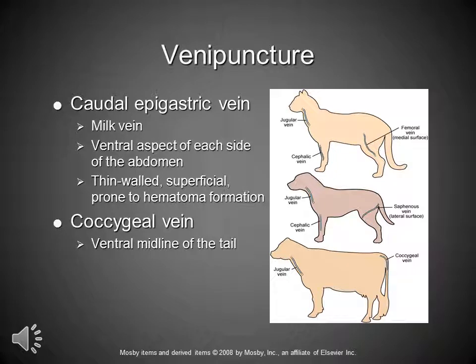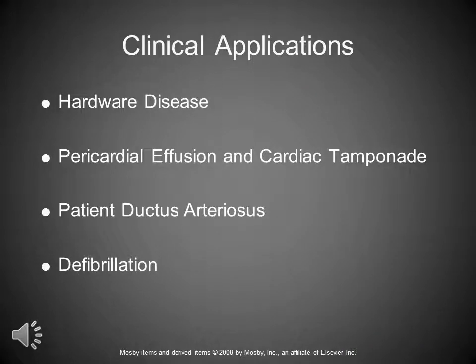dairy cows, coccygeal vein. We use it a lot to bleed for, like Bangs testing and some other stuff. Your book does a good job of talking about clinical applications, and there's some really good clinical applications.